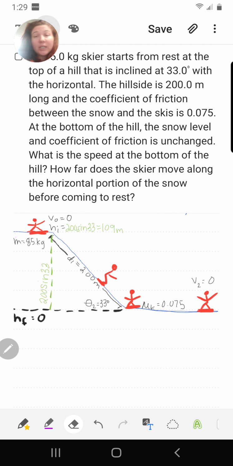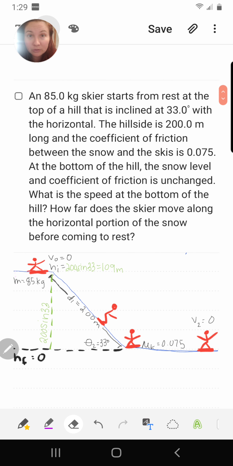Alright, so I'm doing the skier problem for quiz 4D, and I'll start by introducing the problem. An 85 kilogram skier starts from rest at the top of a hill that is inclined at 33 degrees with the horizontal. The hillside is 200 meters long and the coefficient of friction between the snow and the skis is 0.075. At the bottom of the hill, the snow level and coefficient of friction is unchanged. What is the speed at the bottom of the hill, and how far does the skier move along the horizontal portion of the snow before coming to rest?